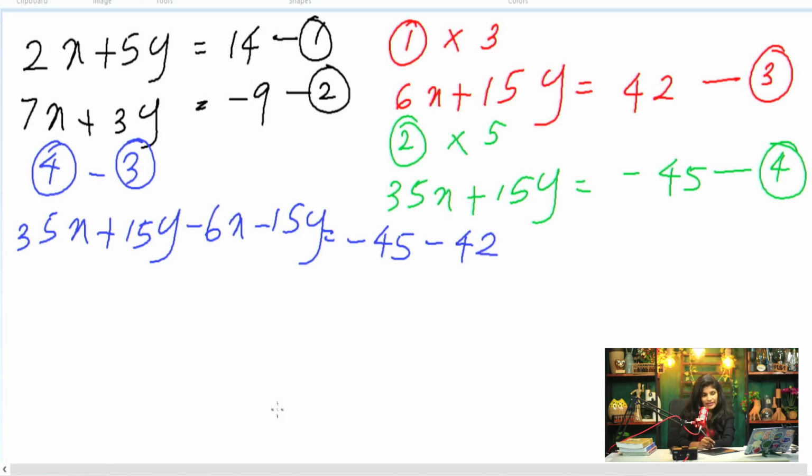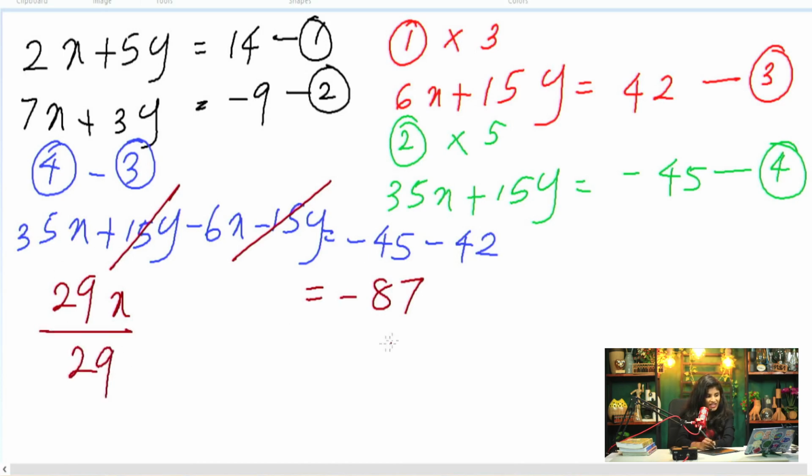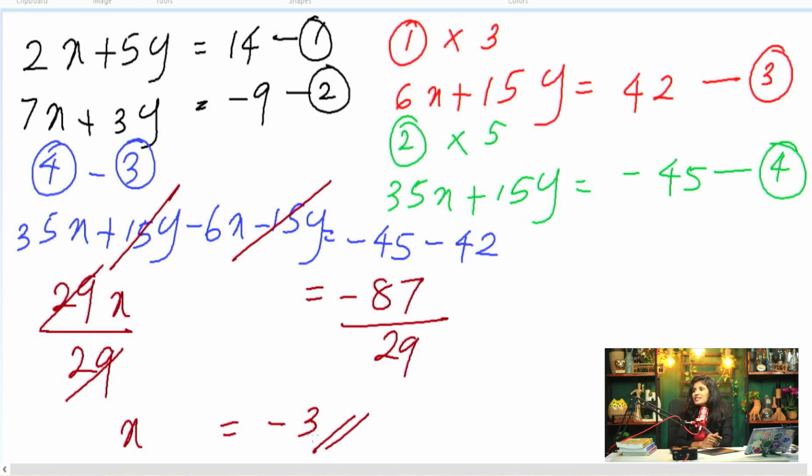Both are negative here. And 15y and 15y are simplifying. 35x minus 6x means 29x, right? Equals here negative 87. Okay, I can divide both sides by 29 now. 29 and 29 cancel out, x equals negative 3. 29 times 3 is 87. That's it. So I can use the value of x to find y.